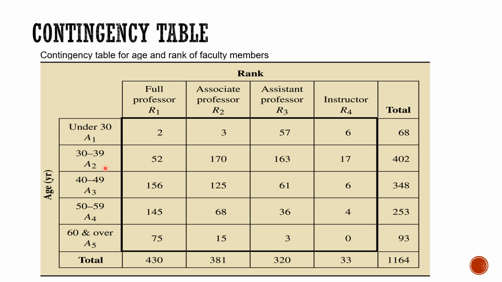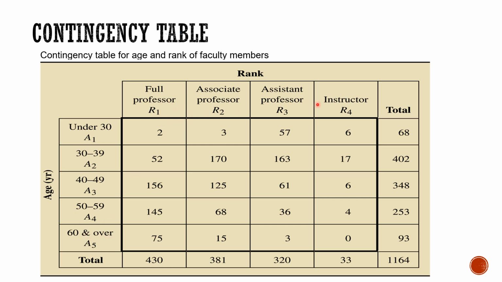So when they sent out the survey for the study, they had two questions in there. One of them was, what is your age? So they had to put their age down. And then what is your rank? So the different ranks here are full professor, associate professor, assistant professor, and instructor. Whereas the different age groups are under 30, 30 to 39, 40 to 49 years, 50 to 59 years, and 60 and over.